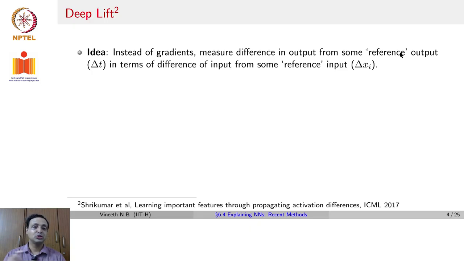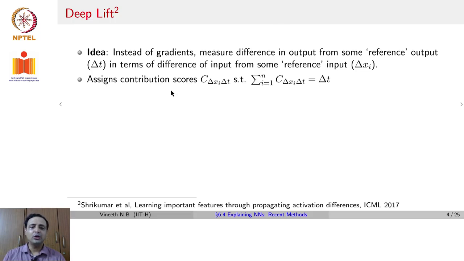So, if we moved from some reference input by a certain amount, how much does the output move from some reference output? So, it's no more an infinitesimal change. We keep a baseline for input and output and see if we move from the baseline by a certain amount, how much do we move from a baseline in the output. It's, as you can see, an extension of the idea of a gradient. And then you assign contribution scores. These contribution scores are given by C sub delta xi delta t, such that the summation of all delta xi delta t's over all your attributes has to equal delta t, because that's the overall change in your output. So that's how the contributions of each input towards the change in the output is measured.